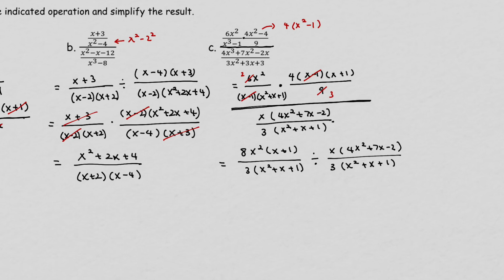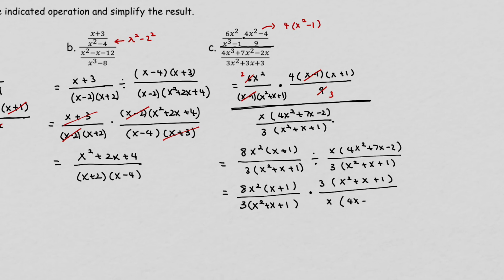Change it to multiplication and flip the second fraction. And this trinomial, I will not factor it. And I don't think it's factorable. But the numerator becomes the denominator because I flipped it. I will factor it. And looks like I will get 4x minus 1, x plus 2.